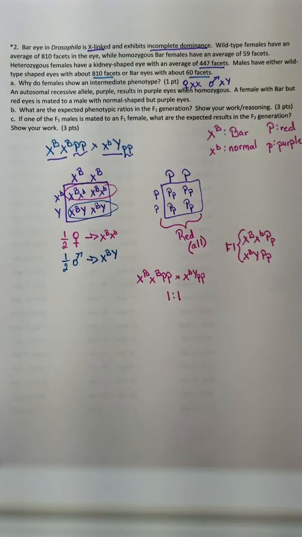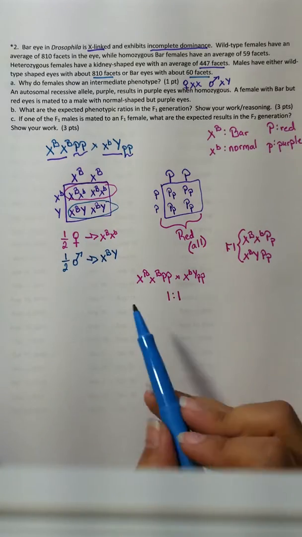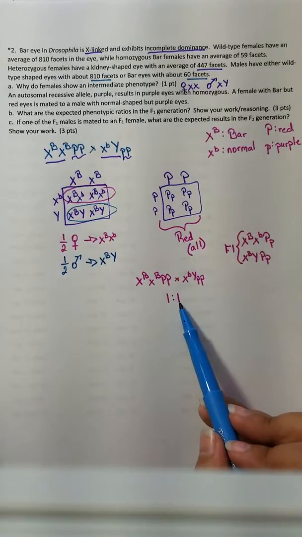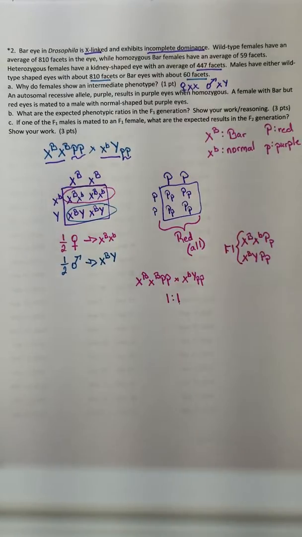1-to-1 for the F1 generation. You'll have your females with red eyes and then your males with red eyes. Okay? Now, back to the problem.